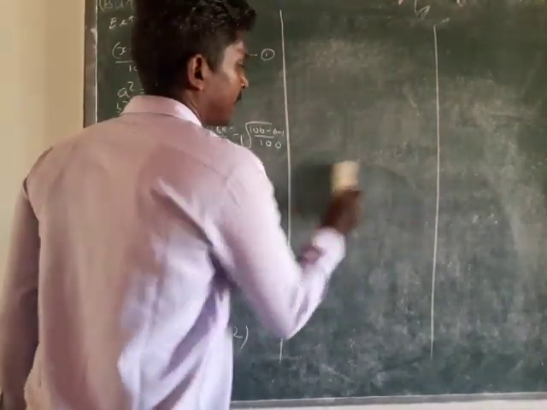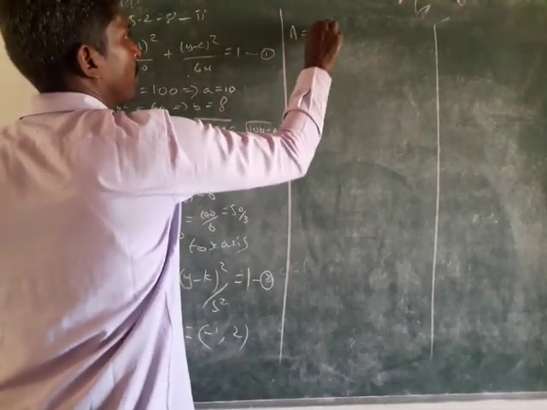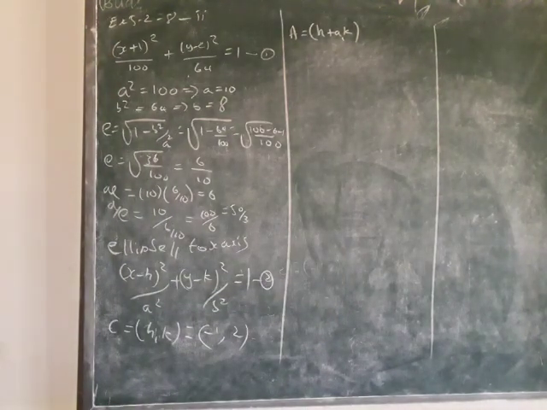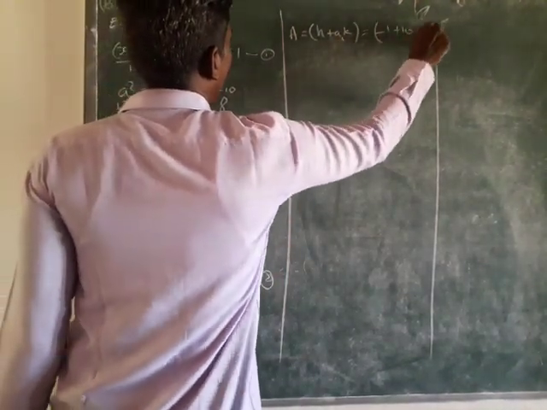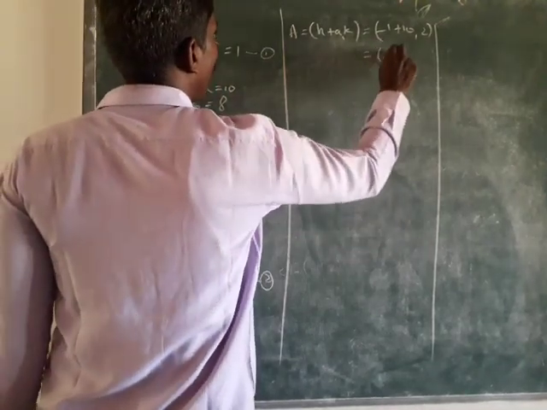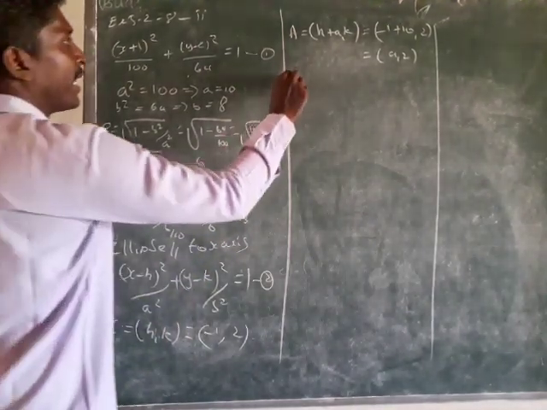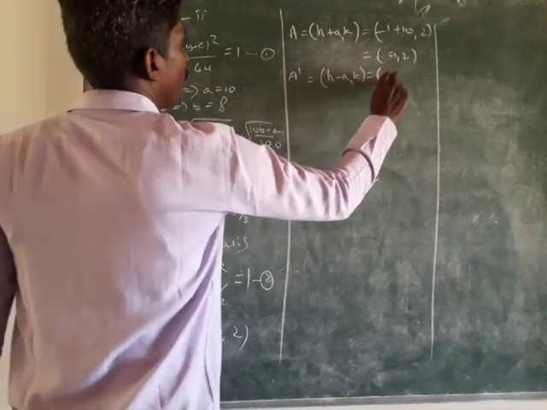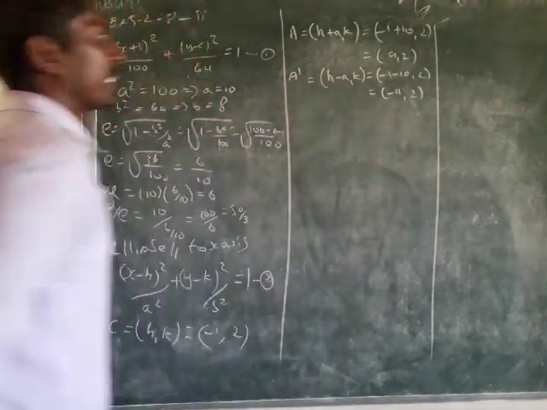Next you write the vertex. Vertex A equals h plus a comma k. So for center h comma k, with the diagram parallel to the x-axis, the vertex is h plus a comma k. The h value is minus 1, the a value is 10, the k value is 2. Finally we have A equals 9 comma 2. Then A dash equals h minus a comma k. So minus 1 minus 10 comma 2 becomes minus 11 comma 2, A dash.